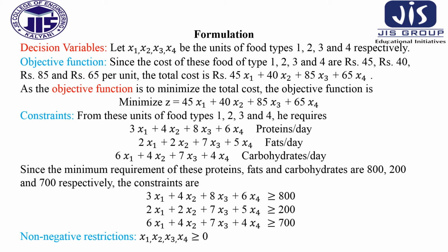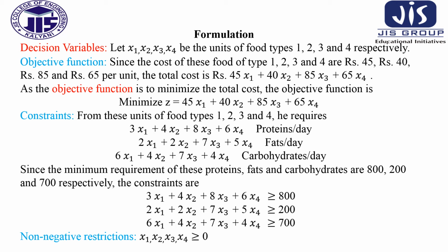So how can we formulate it? The protein required for him per day is 3x1 plus 4x2 plus 8x3 plus 6x4. This may be equal to 800 or greater than 800, but it cannot be less than 800. So what will be the first constraint? 3x1 plus 4x2 plus 8x3 plus 6x4 greater than or equal to 800.